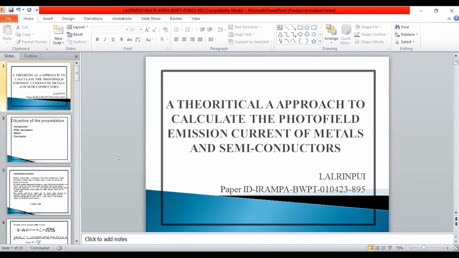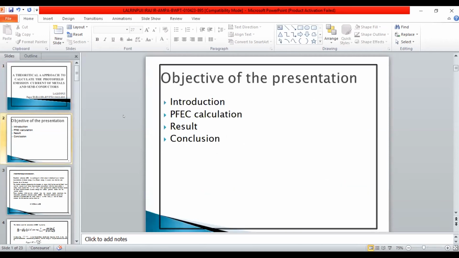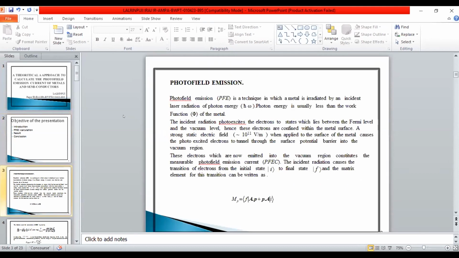Okay. The topic of my presentation is a theoretical approach to calculate the photofield emission current of metals and semiconductors. These are the objectives of my presentation. First will be the introduction, and second will be the photofield emission current calculation, results, and conclusion.